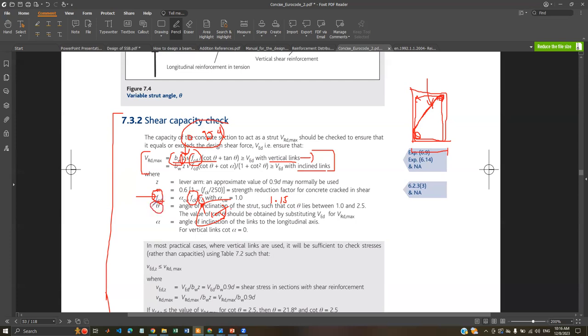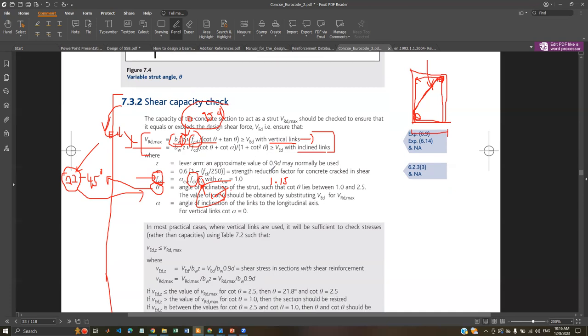When we consider theta, as I mentioned, theta can vary from 22 to 45 degrees. In the first case, we are going to assume the minimum angle and perform our calculation. So our assumption will be theta as 22 degrees, and we are going to check whether this VRd,max is within the range of our VEd that we have calculated from our structural analysis. That is what we first check in the shear capacity check.